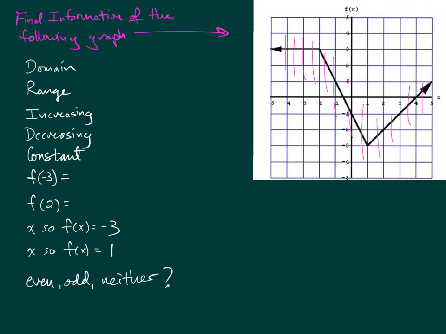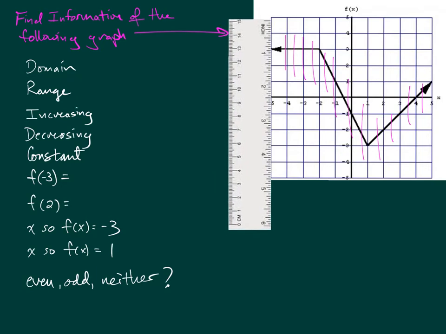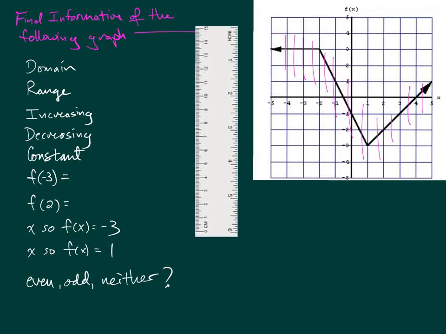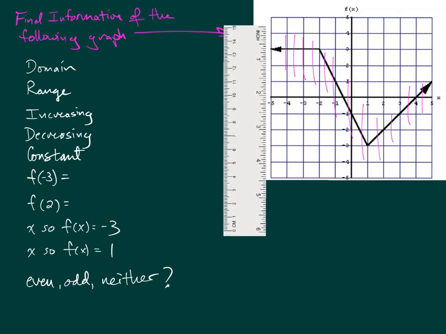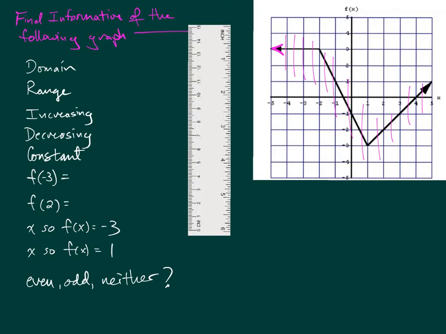All right, so for the domain, I'm going to bring in my trusty straight edge. So I have my straight edge here. And what I'm going to do to find the domain is start as far left as the graph will go. And you can see that since there is this arrow over here pointing to the left, that means that this graph will go forever left. And forever in mathematics is infinity. And because it's going to the left, it'll be negative infinity.